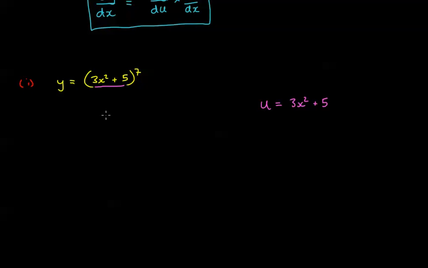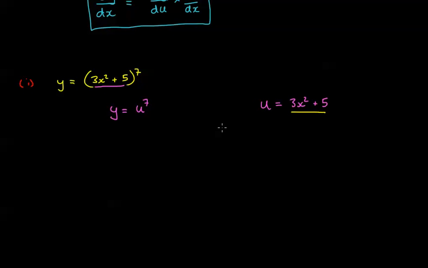So what would y become now? Well, if I replace this 3x squared plus 5 with the letter u, because I've just said let u equal this bit here, then it would be u to the power 7. If you take u equals this and put it where you see the u to the power 7, you just get this. So what we've done is take y and split it into a composite function.